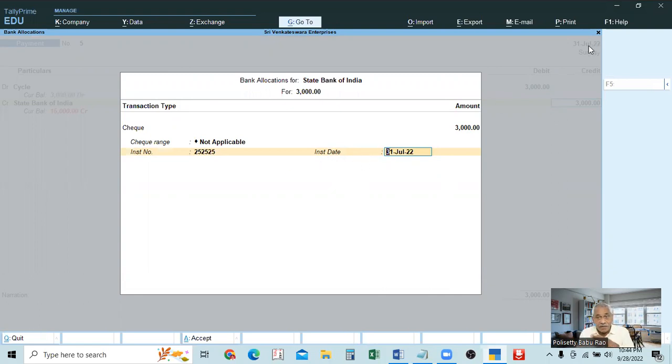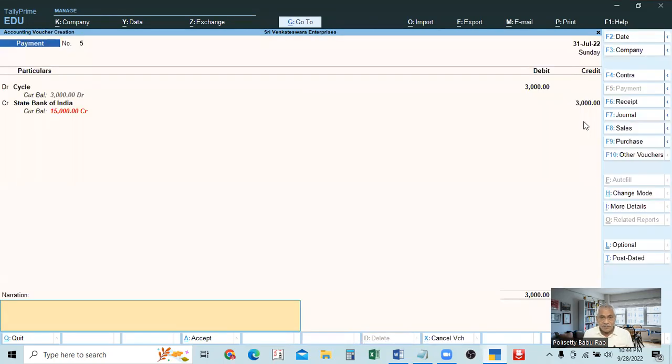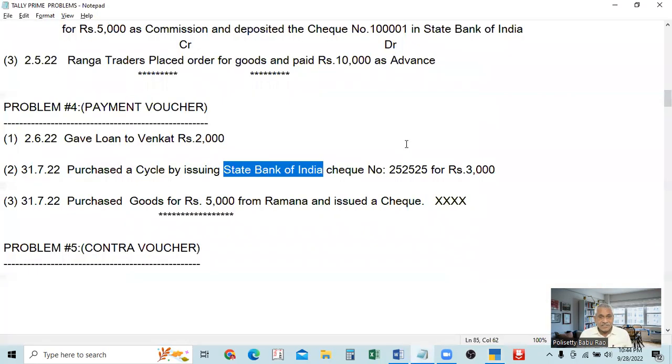In the voucher we enter the date on which we are making the entry, and in this bank allocation page, we have to write the instrument date, the check date. Okay, 31st July, by default it will take. So whether it is cycle purchased for cash, or cycle purchased by check, this is the thing. Understand now? Okay. Next. So this is over.